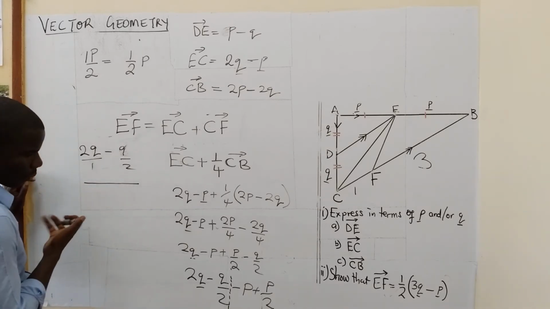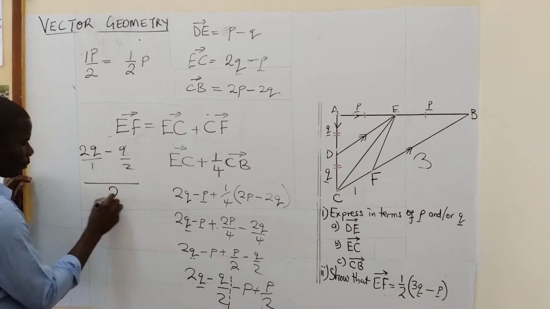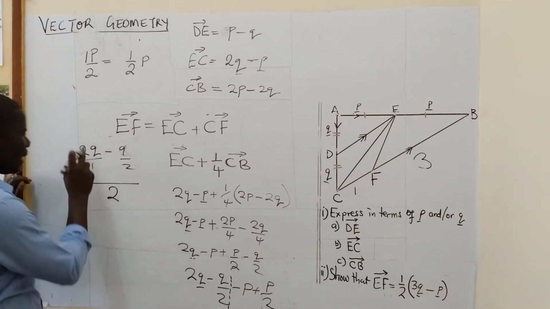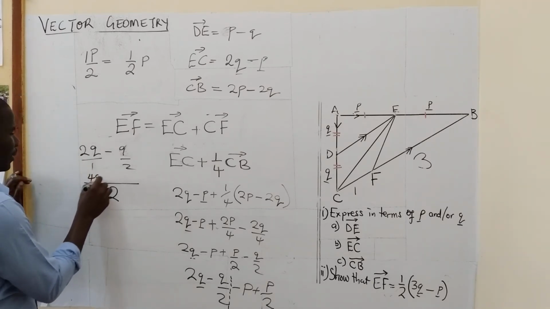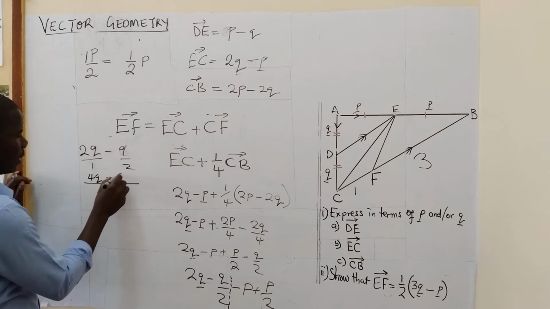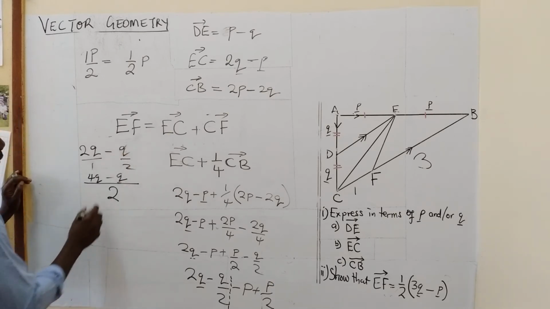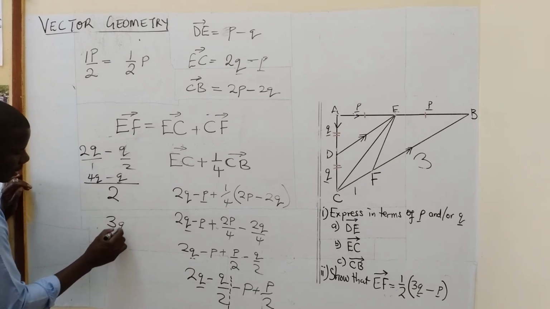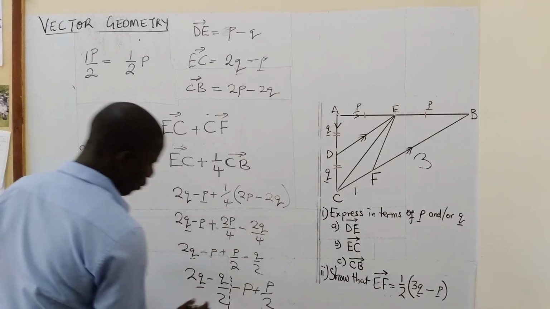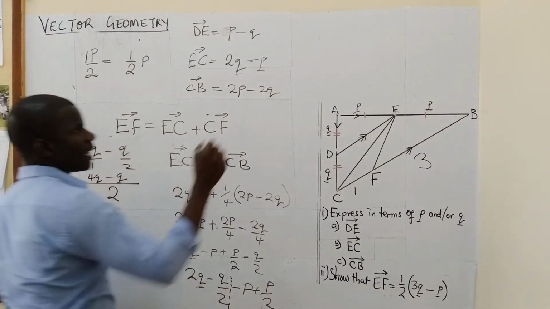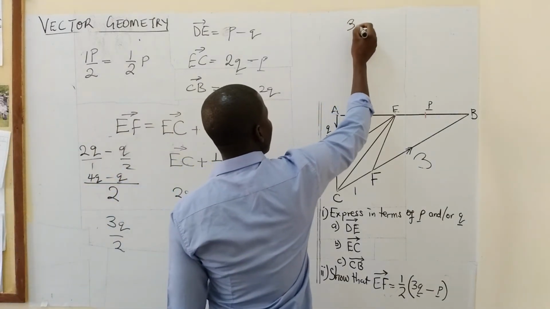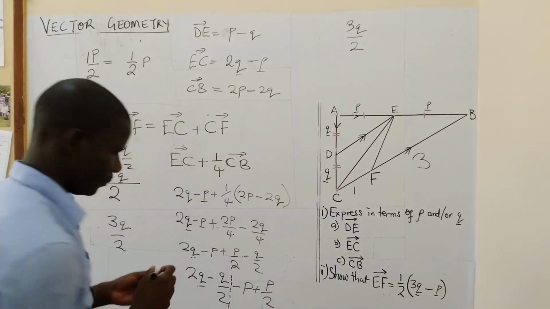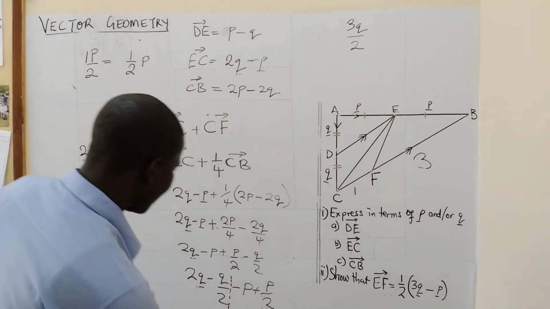The lowest common multiple is 2. So when we have 2 here, 1 into 2 is 2. 2 multiplied by, we're going to get this, minus 2 into 2 is 1. Okay. So just this part here is going to give us 3q over 2. So for the q part, it has been simplified and we got 3q over 2.